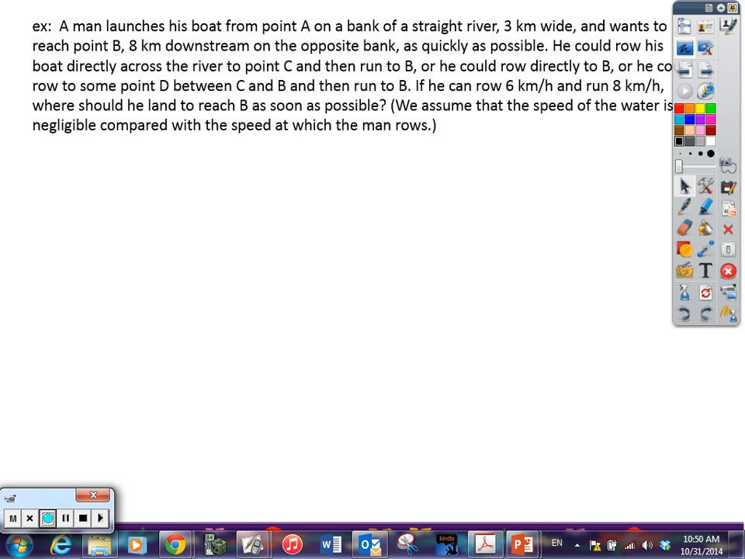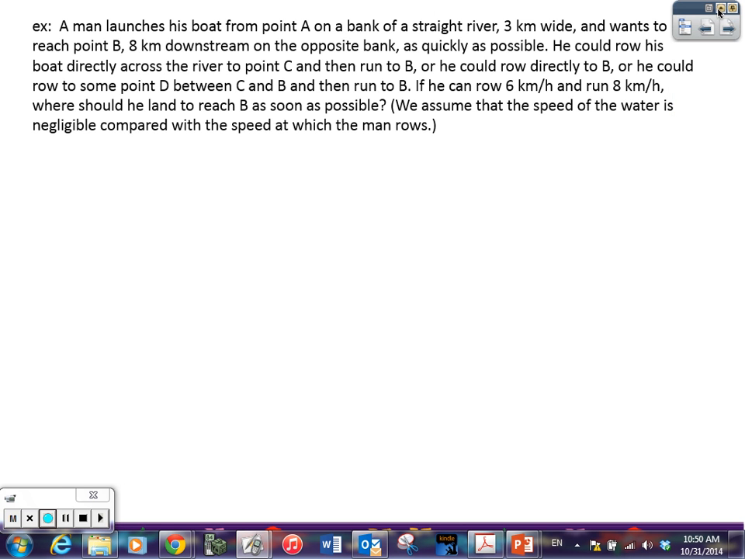Alright guys, let's take a look at today's lesson. This is optimization day 2. So we've already talked about what optimization problems are, how to solve them. We're going to solve our second one together.